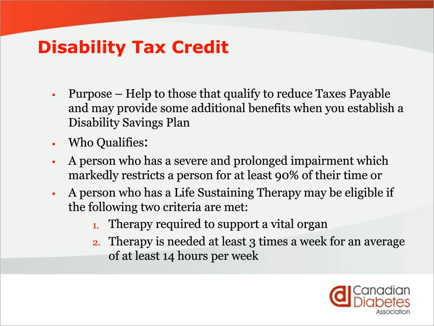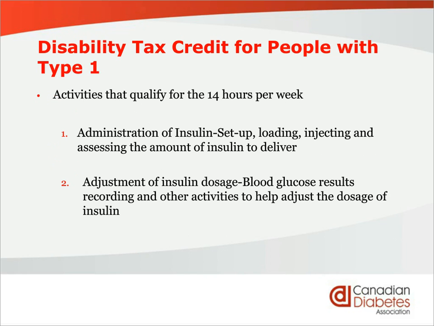The thing is that the definition that CRA has put to this life-sustaining therapy is very narrow. And if we look at the definition in detail now on the next page, you'll find that the only thing that they're allowing in the 14 hours per week is for the administration of insulin and for the adjustment of insulin dosage. So everything else that you do to take care of yourself for your diabetes is currently not included by CRA. So you need to demonstrate to your doctor that you're spending at least 14 hours per week on the administration of insulin or the adjustment of insulin.